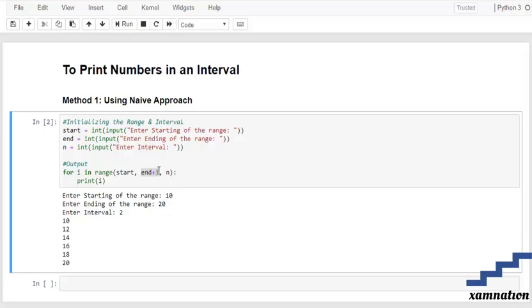So that's why we need n plus 1 over here. And the interval shows on what basis you need to print. Here I have used 2, so I need to print every element with an interval of 2. As you can see, my starting range is 10, ending range is 20, and the interval is 2. So I get an output of the elements 10, 12, 15, 16, 18, and 20.